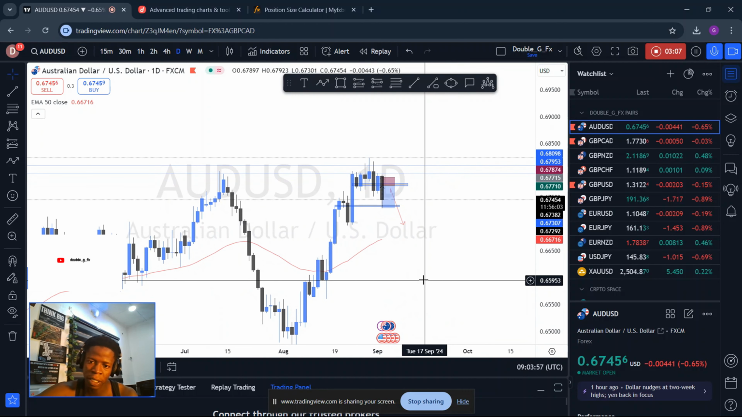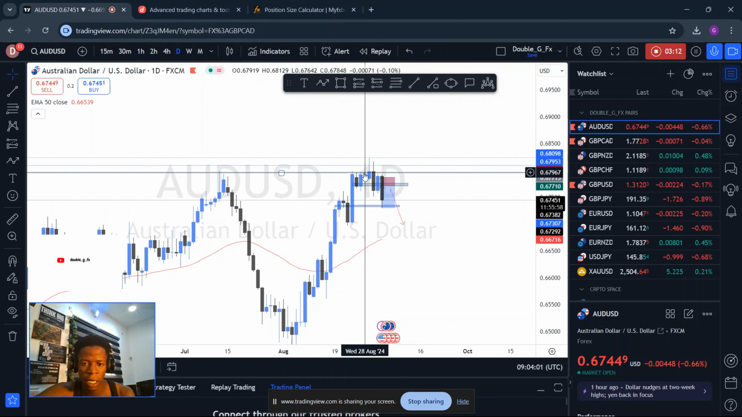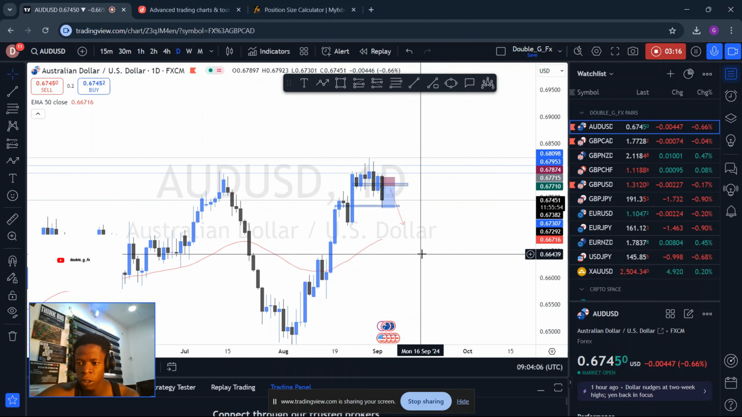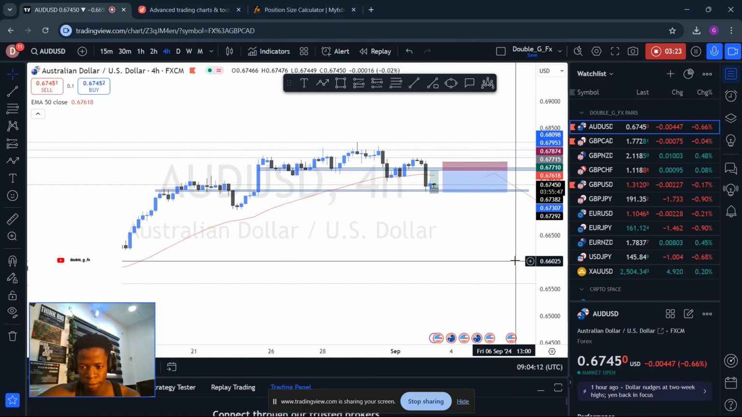And we can see price has been consolidated around this strong area of resistance. Then we can see price shifting structure to the downside. So let's go to our 4-hour time frame to finally determine our trend.